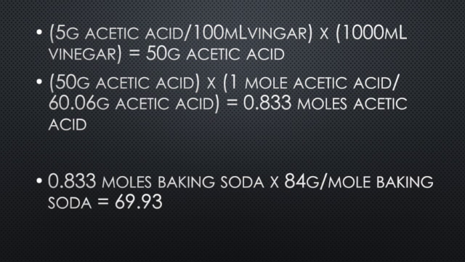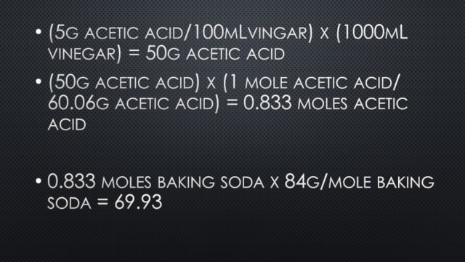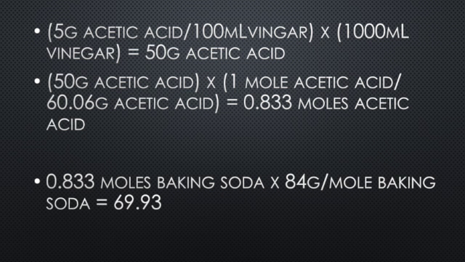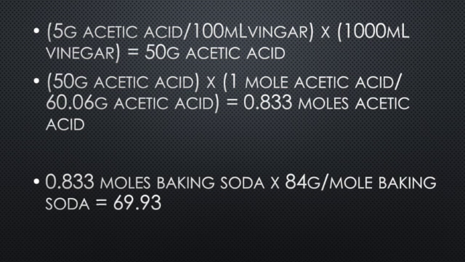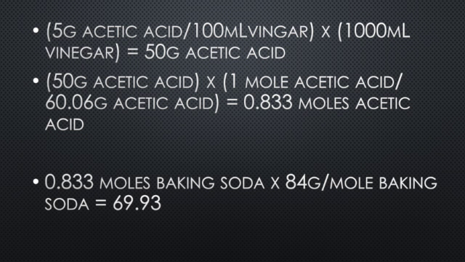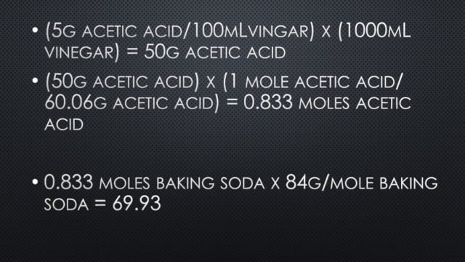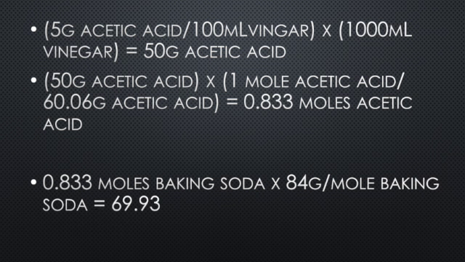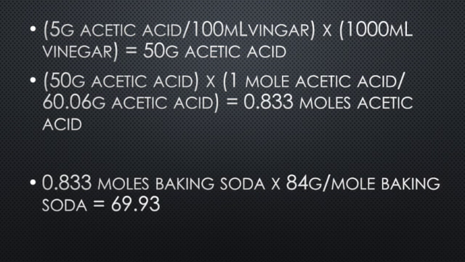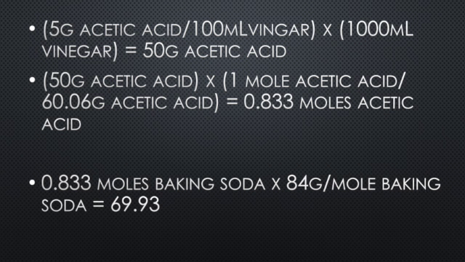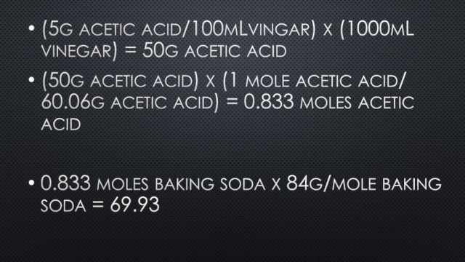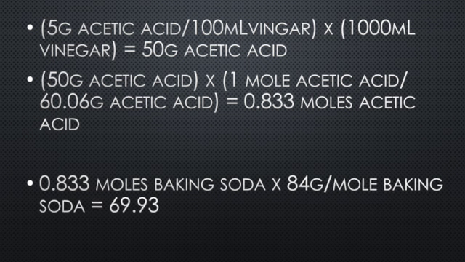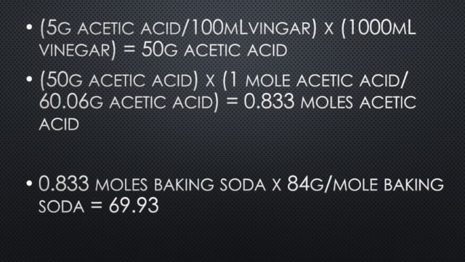Say we had 1,000 mLs of vinegar. First, you would find the total mass of acetic acid in your vinegar. Sorry, you don't need the density. Scratch that. 5 grams of acetic acid over 100 mLs of vinegar times 1,000 mLs of vinegar equals 50 grams of acetic acid. 50 grams of acetic acid times 1 mole of acetic acid over 60 grams of acetic acid equals 0.833 moles of acetic acid.